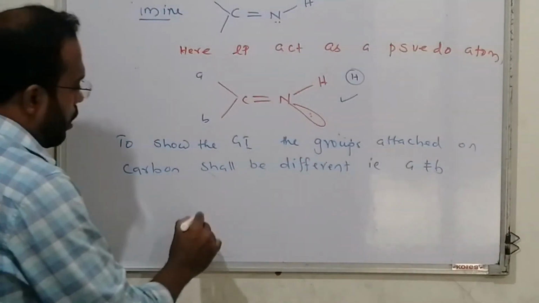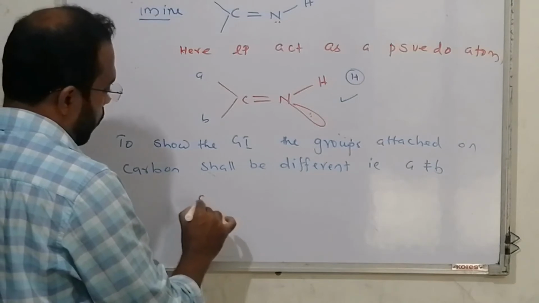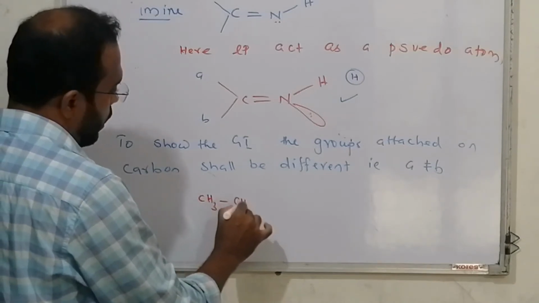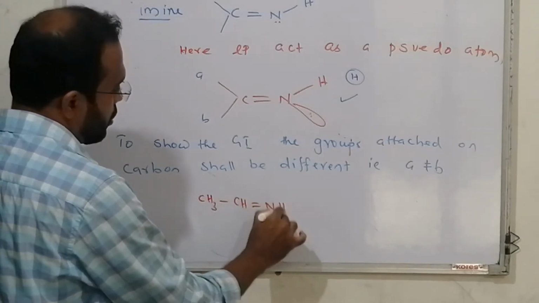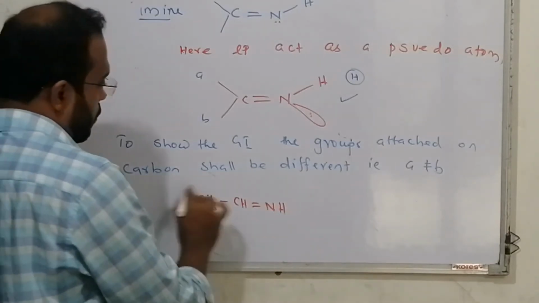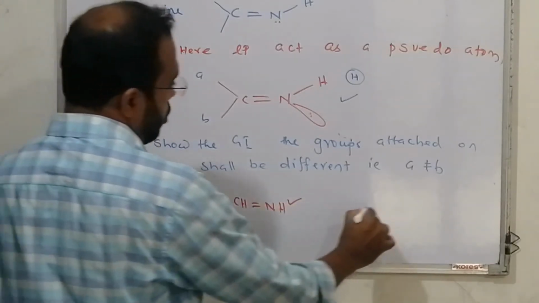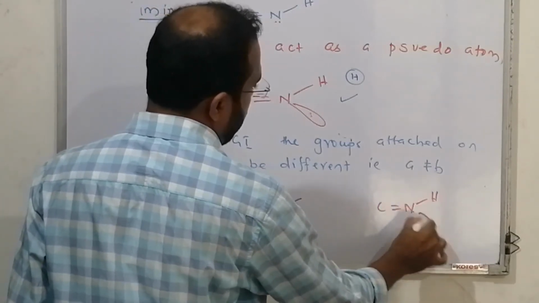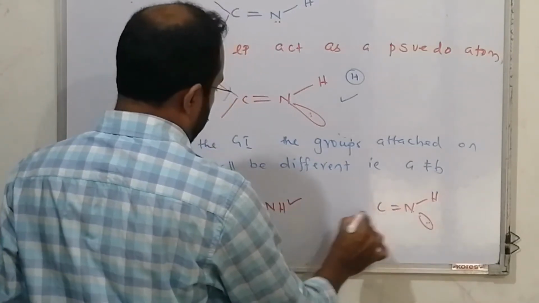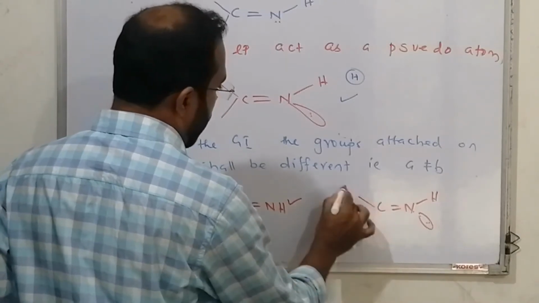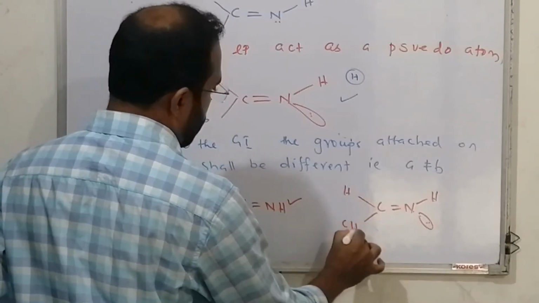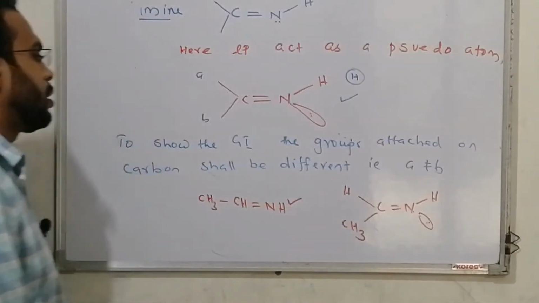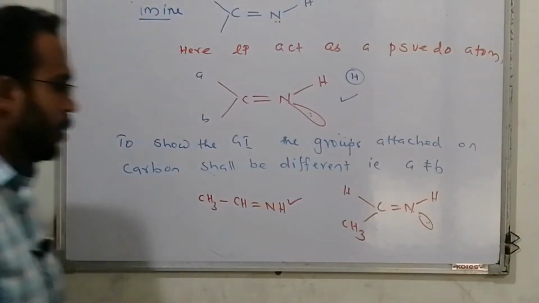Let us have some example. CH3, CH double bond NH. Very, very beautiful example. Because C double bond N, this N here already contains a lone pair. Now here one group is H, another group is CH3. Therefore, it shows the geometrical isomerism. Okay.